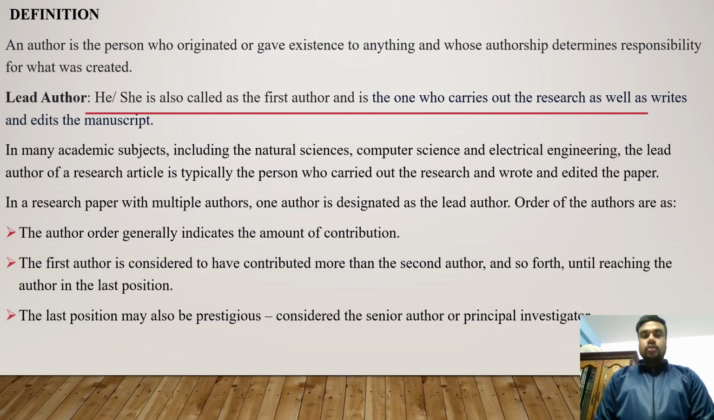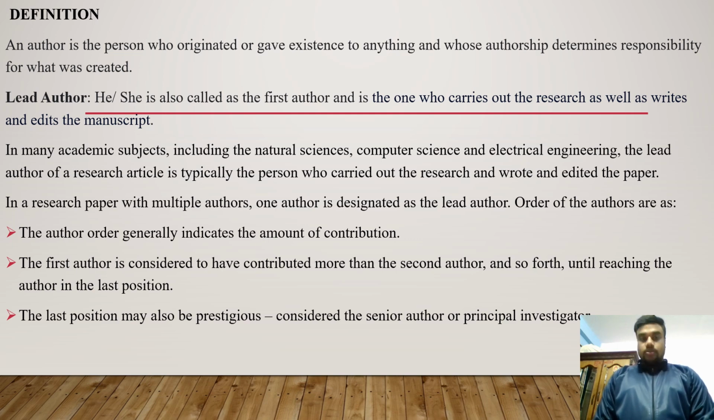Definition: an author is a person who originated or gave existence to anything and whose authorship determines responsibility for what was created. A lead author is also called the first author and is the one who carries out the research as well as writes and edits the manuscript.